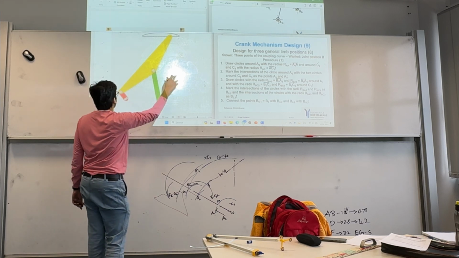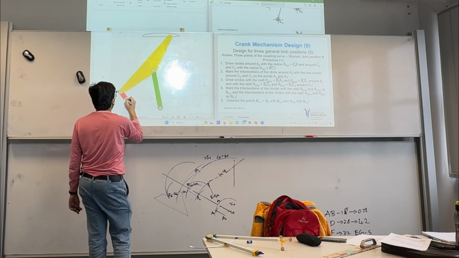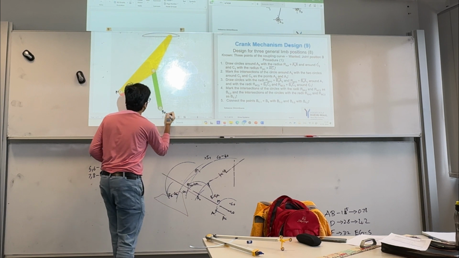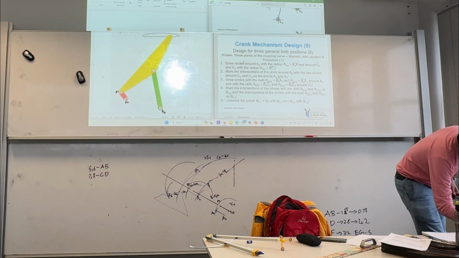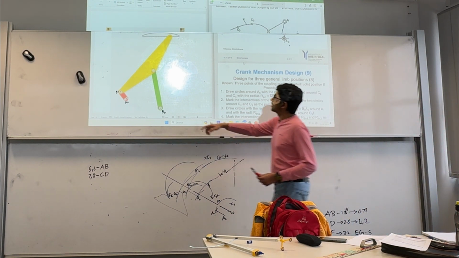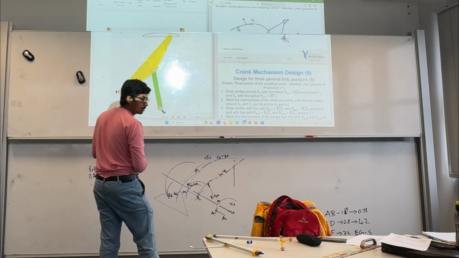So B1 point is unknown. You have the A point, you have A0, you have B0, and you have AC1. So this line is known to us. A1 C1 is given to us.